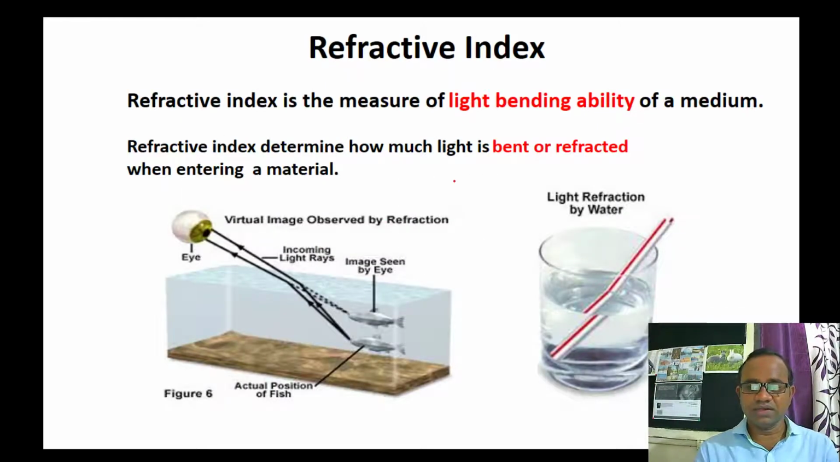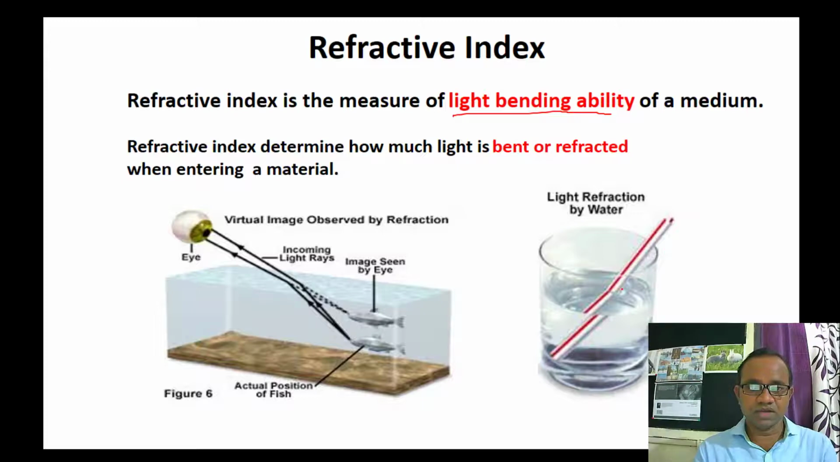So this particular refractive index is understood well with this, changing the angle of the light which enters into the objective lens, right? So refractive index, what? It is the light bending ability of a medium, right? That means when we add a straw into the water, the angle of the straw will get changed.